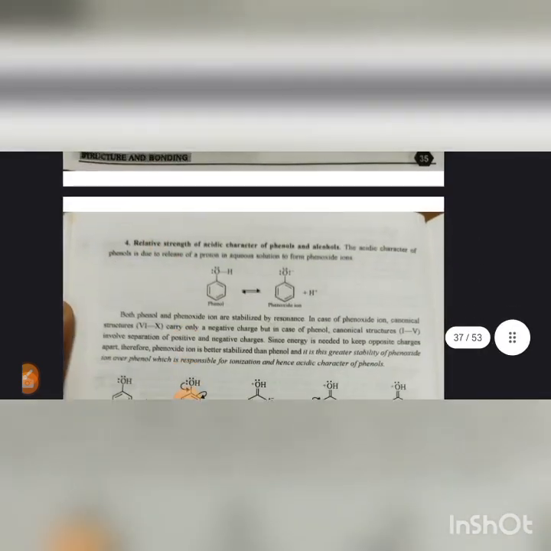Since energy is needed to separate positive and negative charges, the carboxylate ion is much more stable than the carboxylic acid, and it is this greater stability of the carboxylate ion as compared to the carboxylic acid which is responsible for ionization and hence the acidic character of the carboxylic acid.